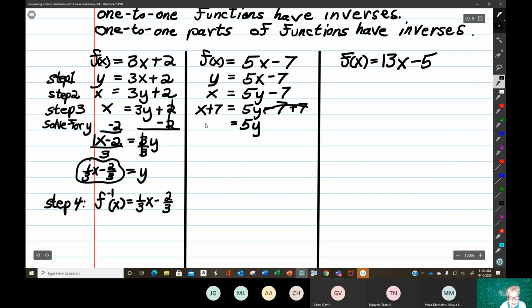5y equals x plus 7, and put your 1 in there right now. Divide by 5. Divide by 5. The 5's cancel. Y equals 1/5 x plus 7/5.